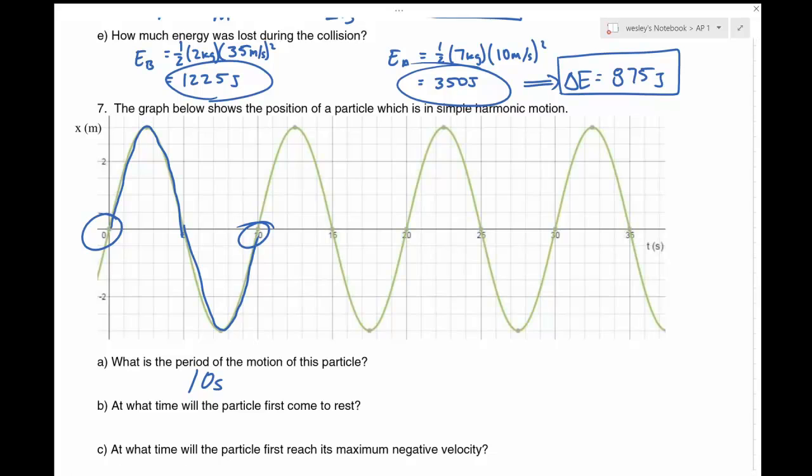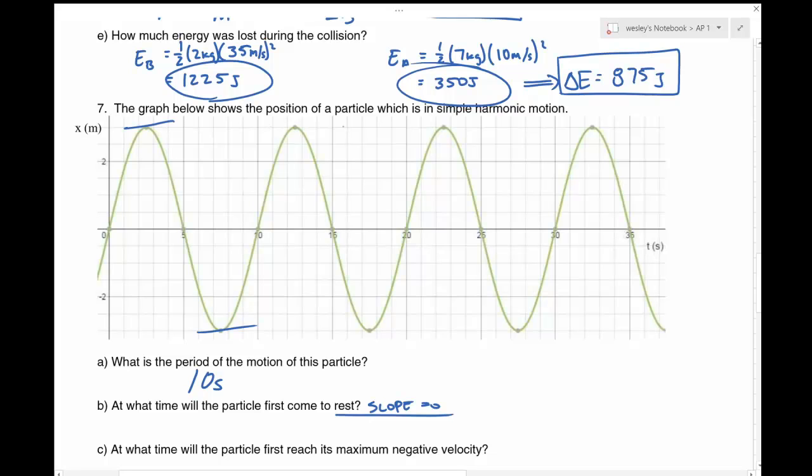What time will this particle come to rest? Looking at the graph, rest happens when slope is 0. That's when we get rest. Well, my slope is 0 every time we turn around. The first time that happens is 2.5 seconds.